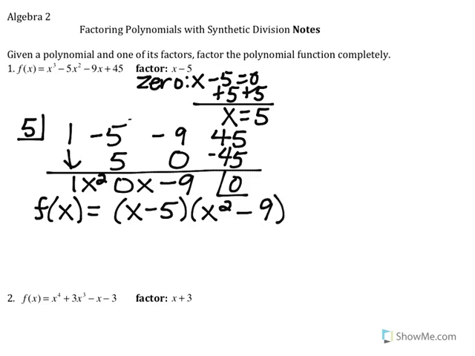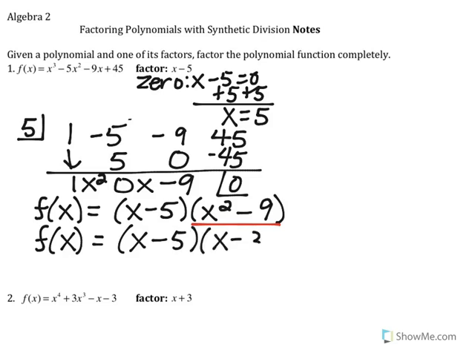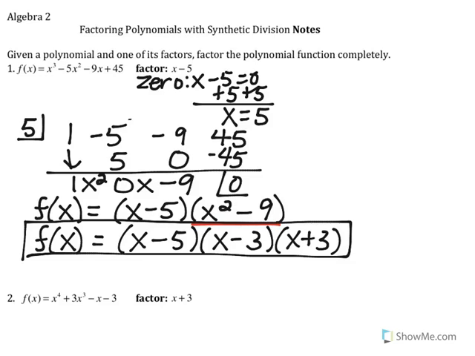After you do that, you're going to take that other parentheses and factor further if possible. So this one is a difference of squares. We're going to factor that into x minus 3 times x plus 3. And that's the full factored version. If you were to graph both of these, you would see that you would get the zeros in the same exact spot, and it would look identical.